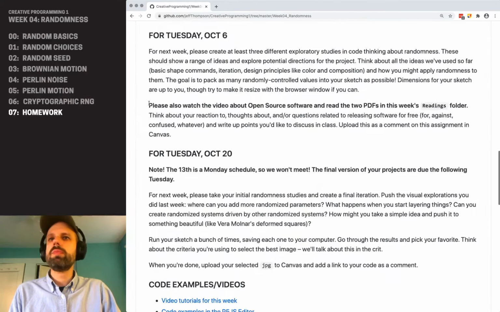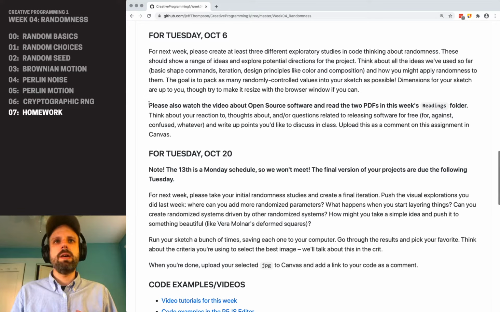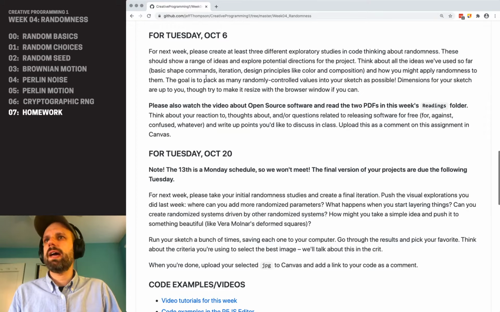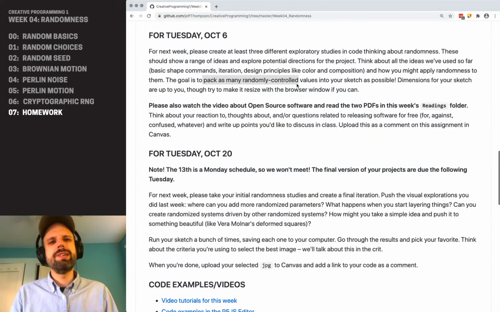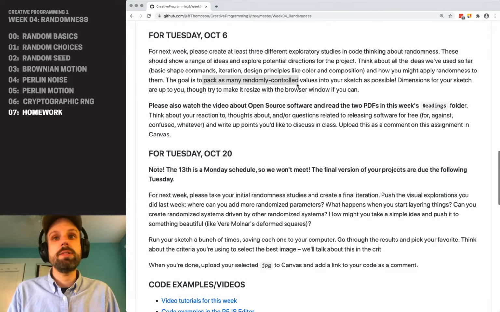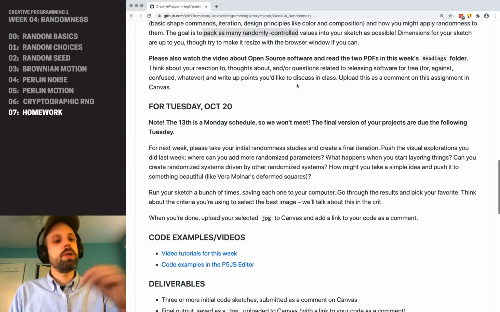So this is divided into 2 weeks. The first week, you're going to make exploratory sketches in code thinking about randomness. So at least 3, maybe more. And the idea is to explore really a range of possibility here. So they may be somewhat similar, but I want you really to go crazy and just try a bunch of stuff and see what you come up with. And again, the goal is to pack as many of these randomly controlled values as possible, while also still thinking about the ideas of art and design, color, composition, symmetry, that kind of stuff. Then we're going to talk about the readings in a second.